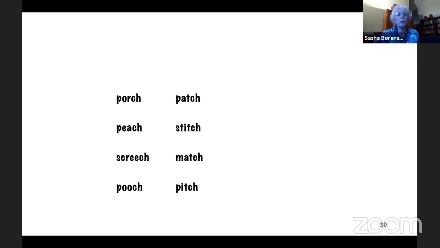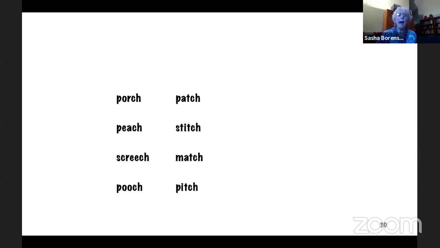So let's go through our questions. Here's the first word. Porch, what's the vowel? It's OR. Is it weak or strong? It's strong. And how did we spell the ch sound? CH, TCH. We did CH. Is CH one sound or two? It's one. It's a digraph, okay? So it's only one. Even though it's two letters, it's one sound.